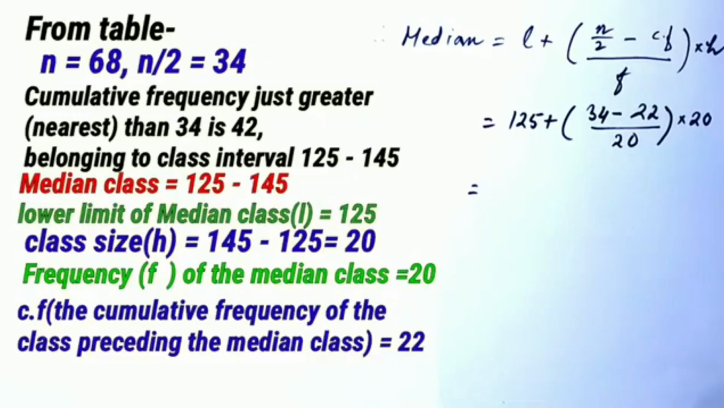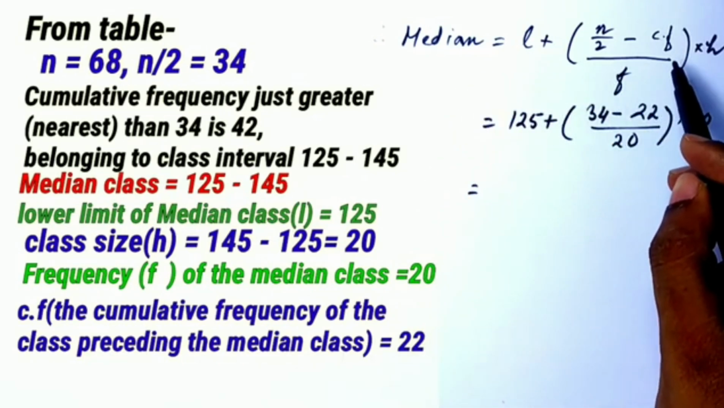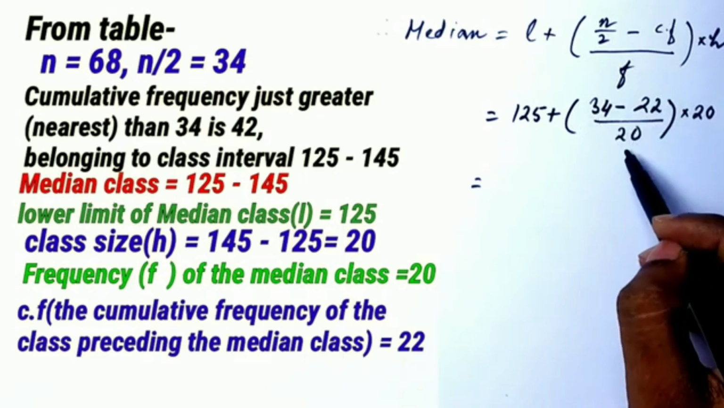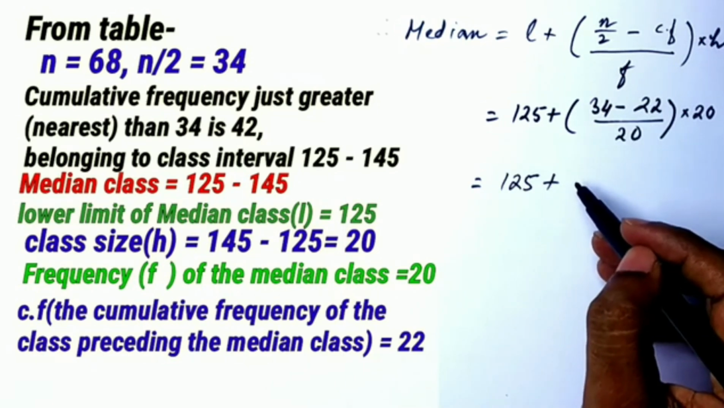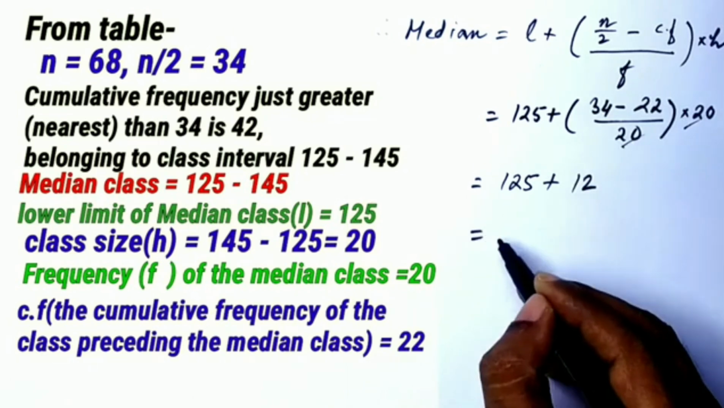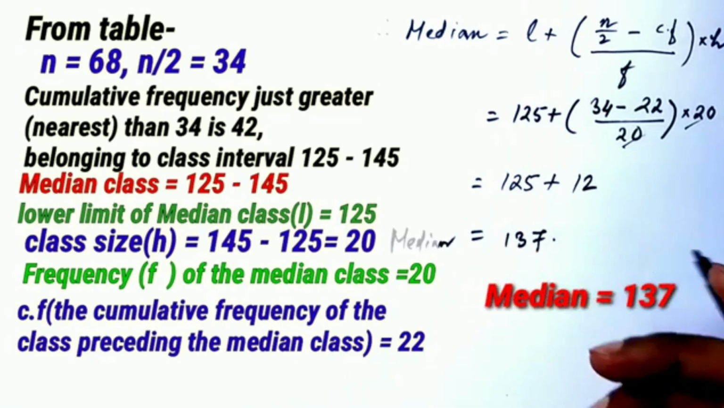So we substitute the values in the formula: median equal to l plus n by 2 minus CF divided by f into h, as 125 plus within bracket 34 minus 22 divided by 20, and get 34 minus 22 is 12. 20 and 20 we can cancel both. We get 137. Therefore median is 137.